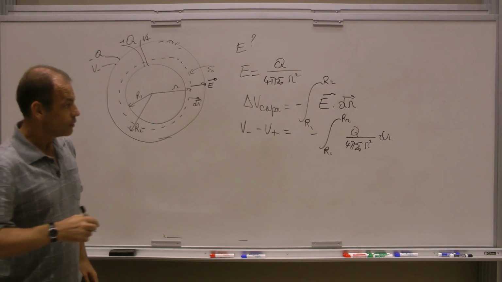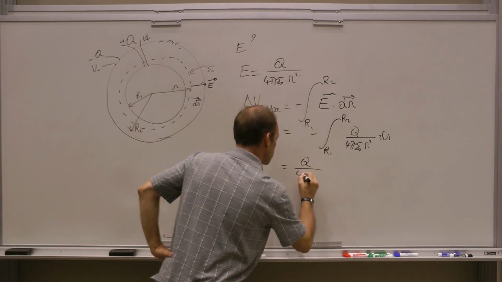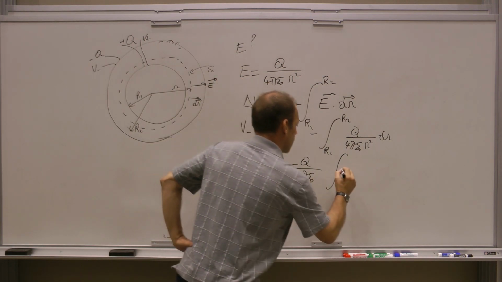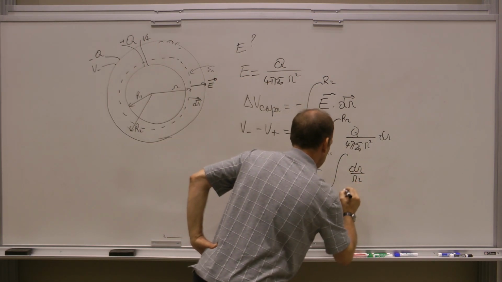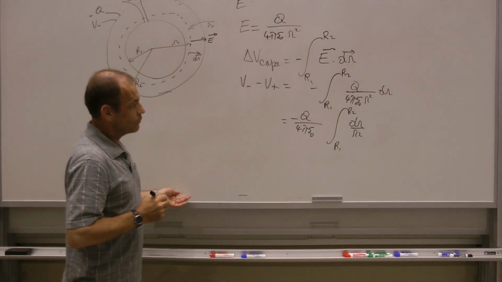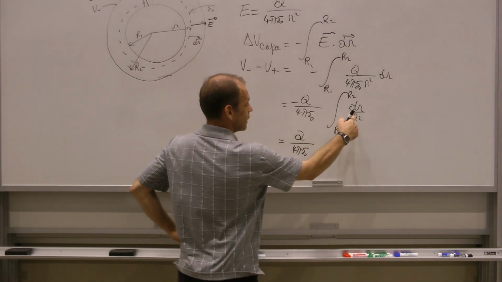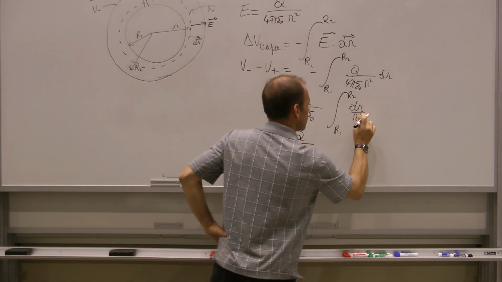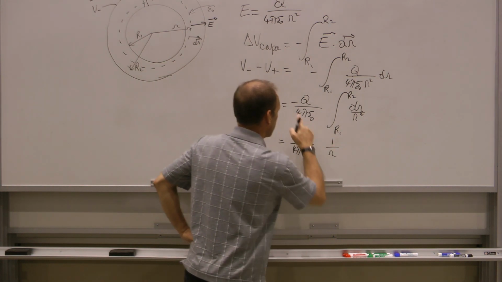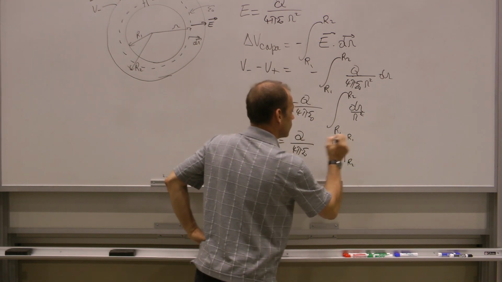So that integral is very easy to do. We take the constant terms out. We're left with Q over 4 pi epsilon 0. And then we're integrating that. I'm going to keep the negative sign right here. dr over r squared taken between R1 and R2. So this is equal to Q over 4 pi epsilon 0. I'm going to take the negative sign associated with the antiderivative of 1 over r squared, which is negative 1 over r. So I have 1 over r, taking that negative sign right there, and taken between R2 and R1.